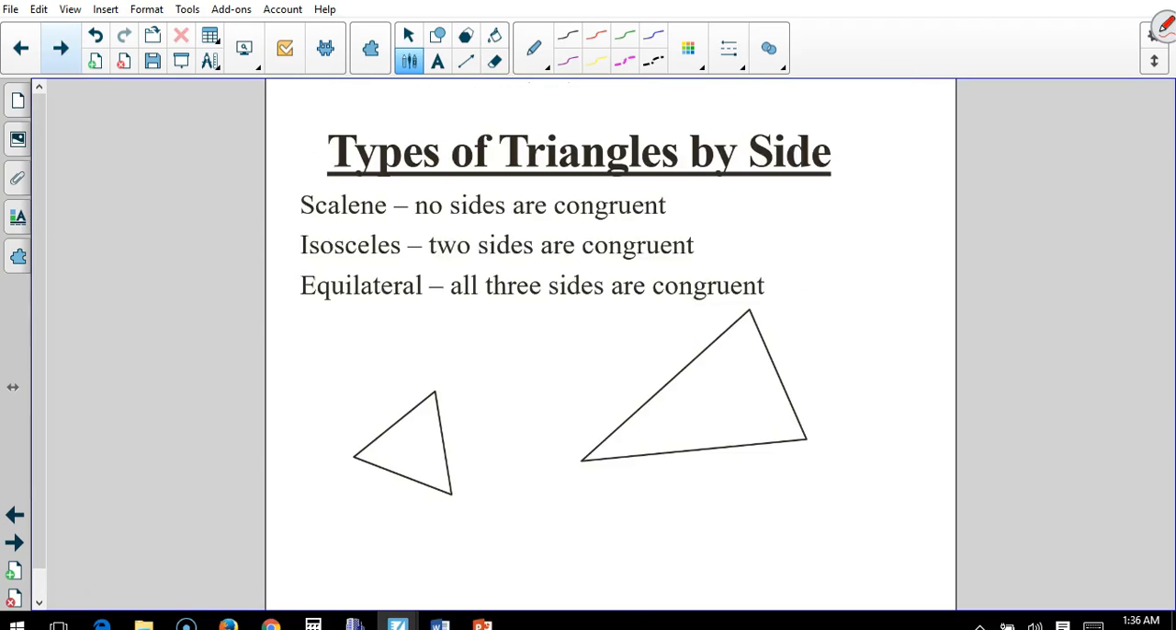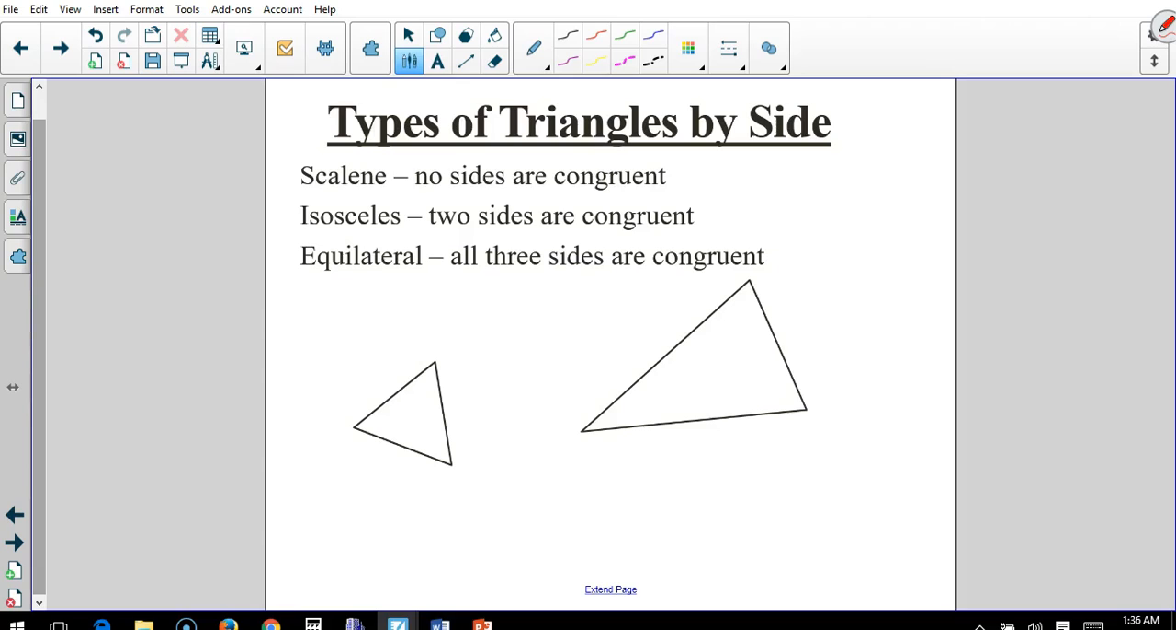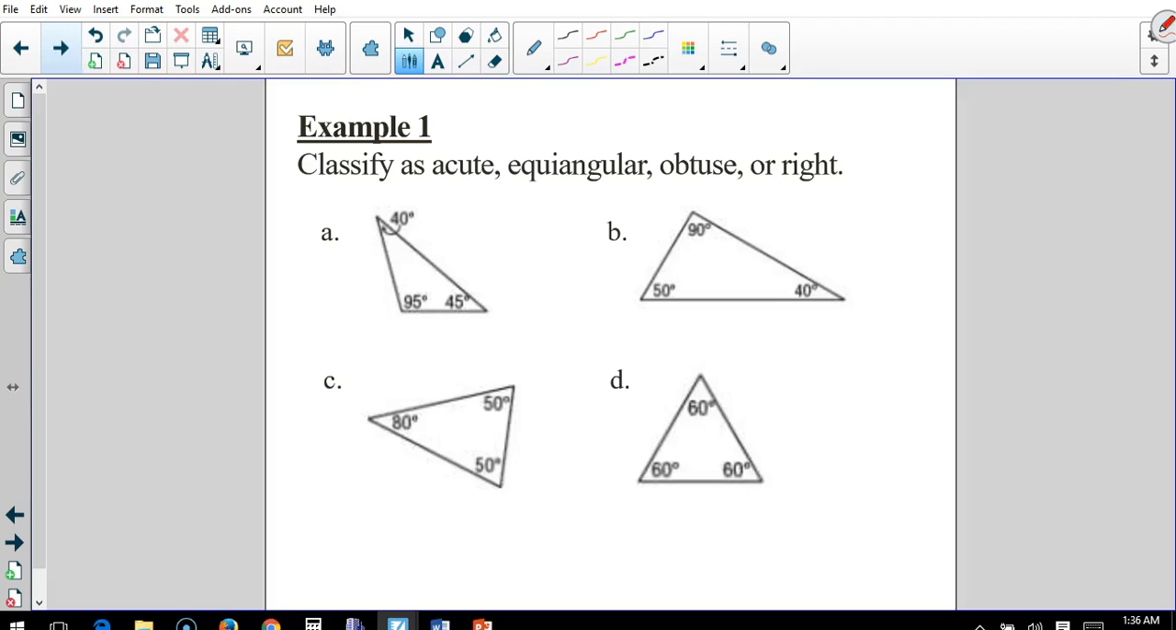Now we can also identify them by their sides. Scalene is when no sides are congruent. Isosceles is two sides, and equilateral, meaning equal, lateral means sides, means all three are congruent. And once again, we'll use our markings, our hash marks, to do that.